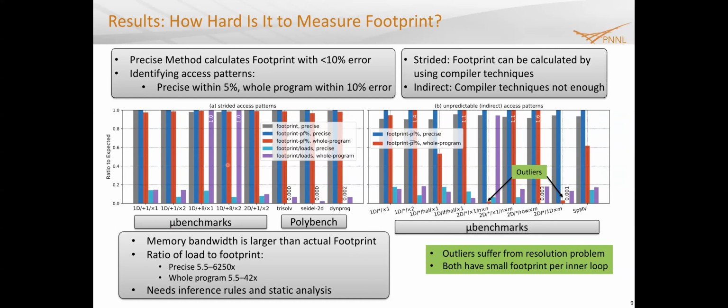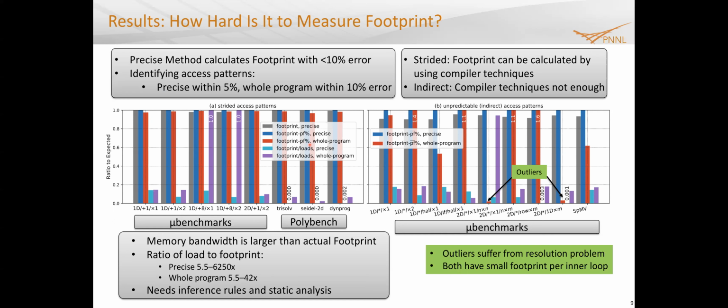More important than calculating the footprint, we wanted to focus on distinguishing between prefetchable and non-prefetchable footprint after we calculate. The blue and the red bars are showing these differences. In the strided access pattern group, we look at the prefetchable footprint percentage. In the indirect, we look at the non-prefetchable footprint percentages. And the blue bar is the precise method and the red bar is the whole program method. You can see all around the blue bars are 100% correct. It is because it uses the static analysis to differentiate which load is indirect or which load is strided correctly.